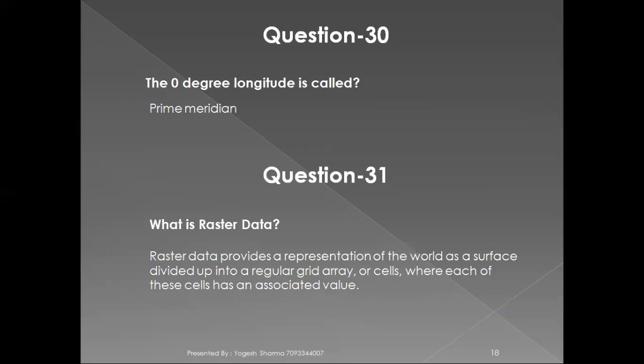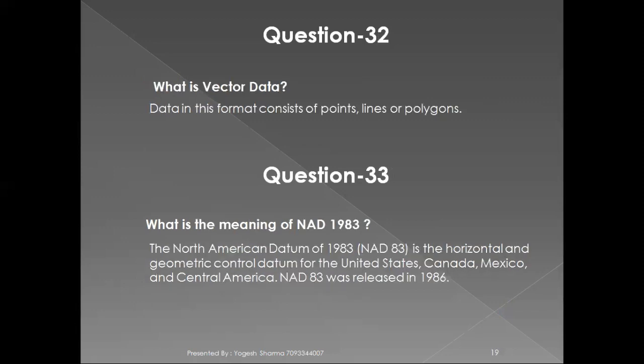What is raster data? Raster data provides a representation of the world as a surface divided up into a regular grid array of cells, where each of these cells has associated values. Like we already know, raster data is a collection of grids, or we can say a collection of equal size grids. Each and every grid has its own values.